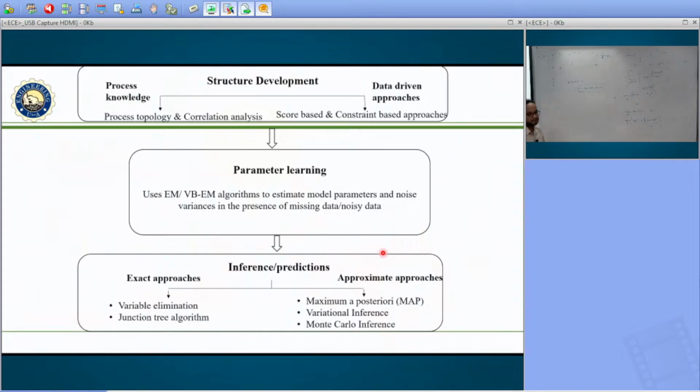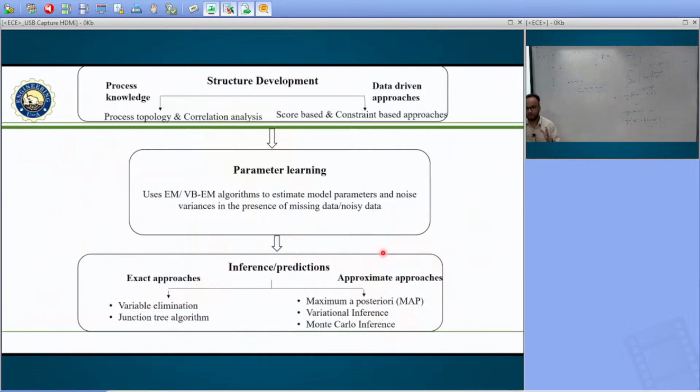If you want to develop a Bayesian network based supervised learning model, or a predictive model, the first thing you need to know is, suppose you have inputs and outputs, what is the first thing you need to construct? The structure. You need to find the relation between the variables. How do you get the structure? That is called structure learning. The first part is structure development, and that is a challenging part here.